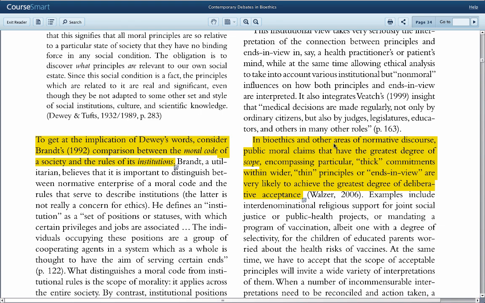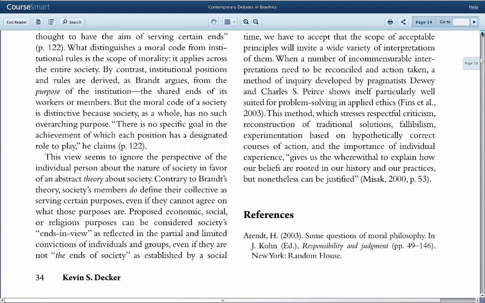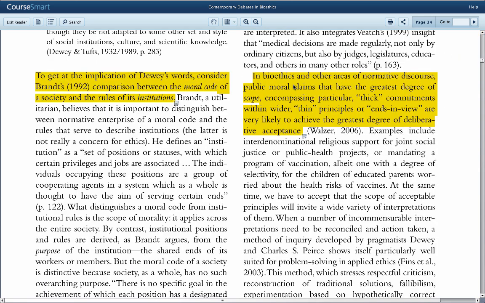Now, I want to just point out in closing that his discussion at the very end of his conclusion says that in bioethics and other areas of normative discourse, public moral claims that have the greatest degree of scope, encompassing particular thick commitments within wider thin principles, are very likely to achieve the greatest degree of deliberative acceptance.